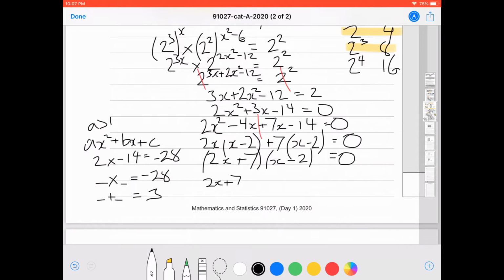2x plus 7 equals 0, meaning x must equal minus 7 over 2, or negative 3.5 we could say. And x minus 2 equals 0, meaning x must equal 2. Okay, and with that, two solutions, x equals minus 7 over 2 and x equals 2, gets you the excellence grade here.